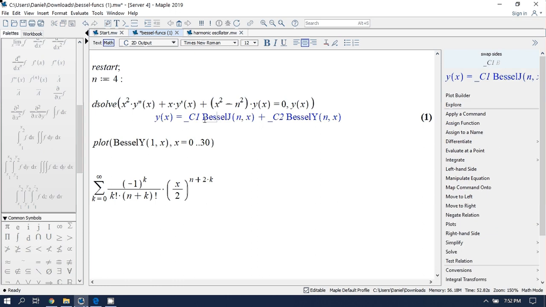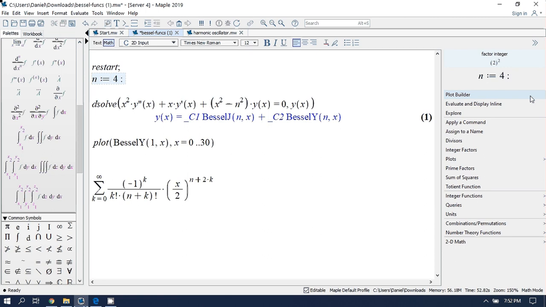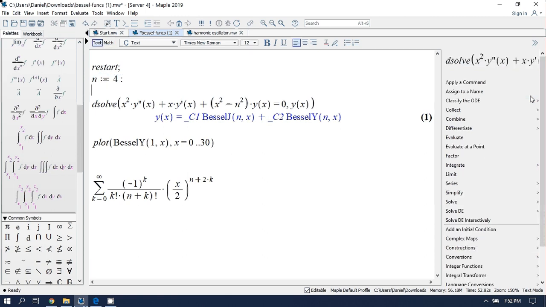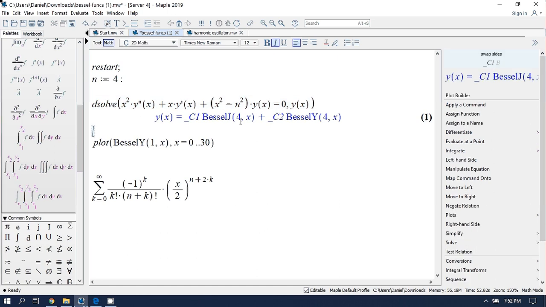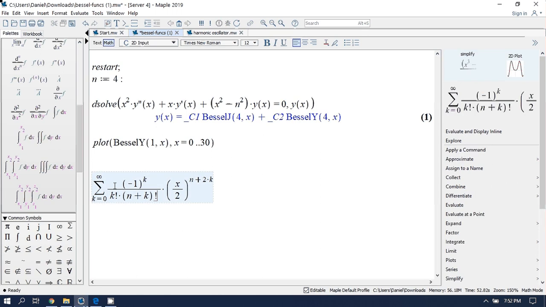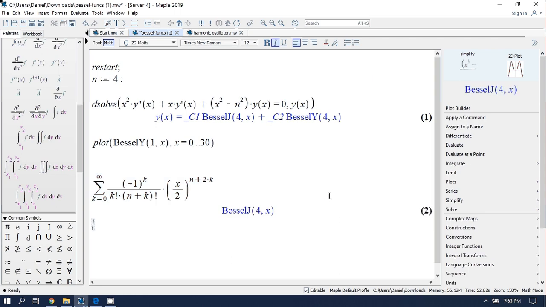So once again, BesselJ(n, x) in Maple is essentially a notation for this series. Let's actually run the system for a specific value of n. So for example, if n is equal to 4, you will notice that the solution is given in the same format, but now n is replaced by 4. And if I run Maple for this series, you will get again the Bessel function, I mean the Bessel function of the first kind of order 4. So this thing is exactly this series.